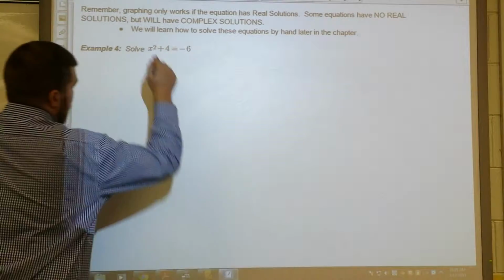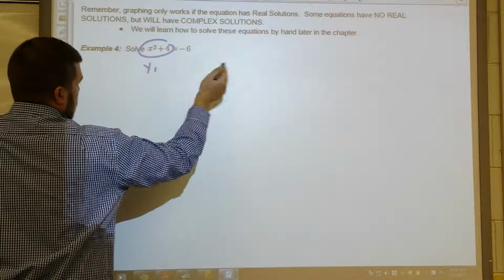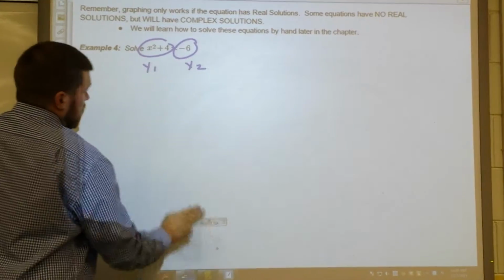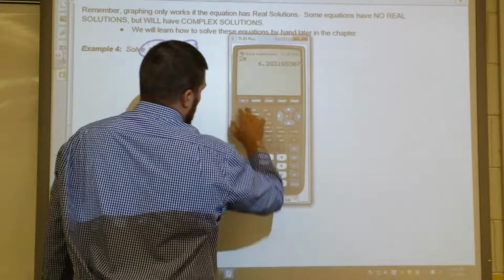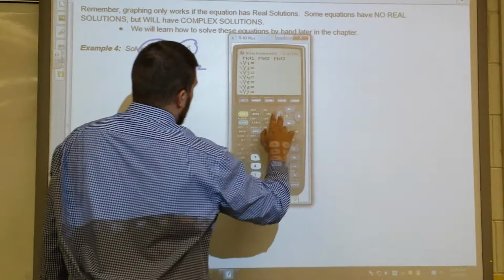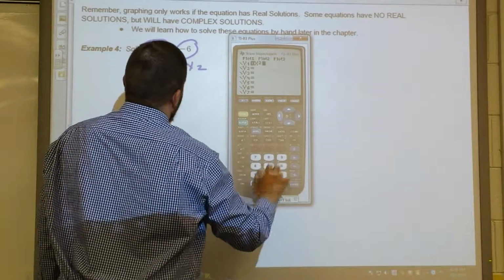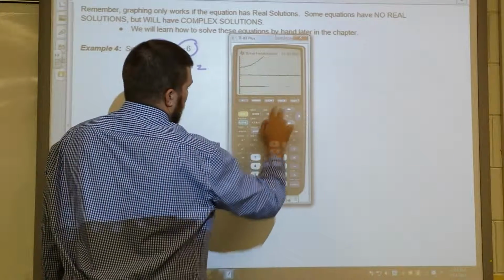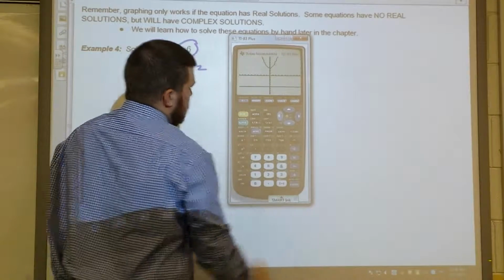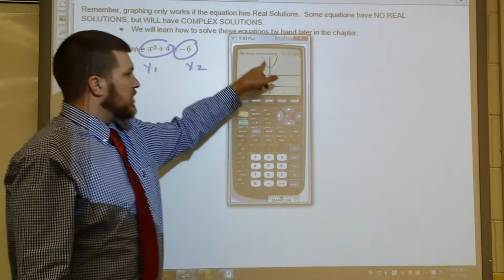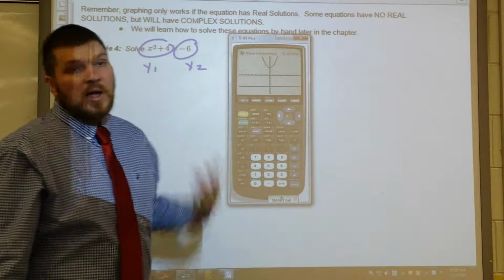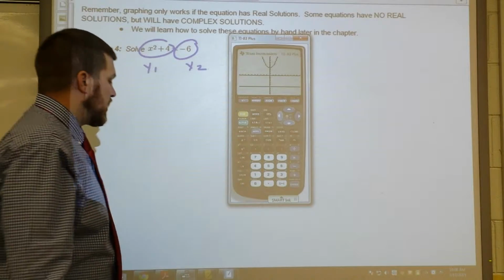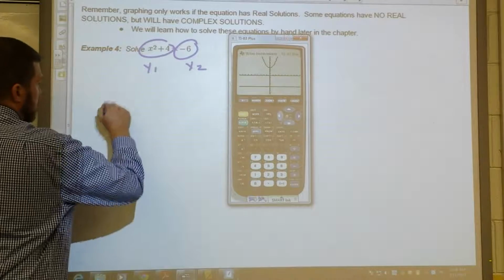Again, I'm going to start off my graphing. Y1 on the left, Y2 on the right. Clear everything out and type it in. So x squared plus 4, negative 6 on the right. Okay, I'm going to graph, and I want to hit zoom 6. Every time I do a new picture, I'm going to hit zoom 6. So here's my x squared piece. Here's negative 6. Obviously, no matter how much I play with the zoom, these two graphs are never ever going to intersect. So there's no points of intersection.